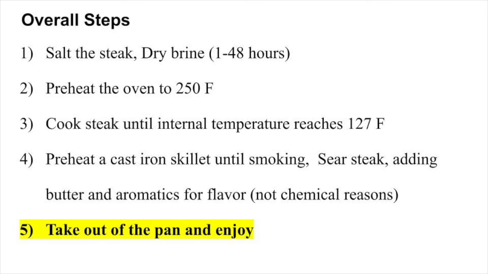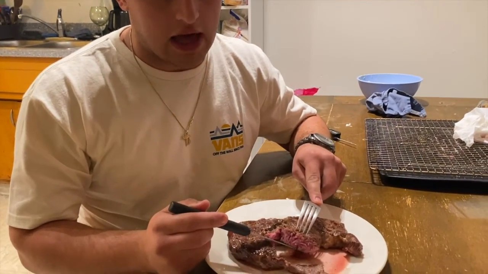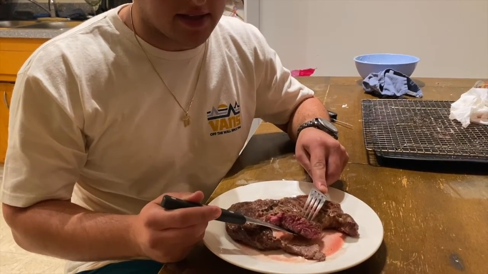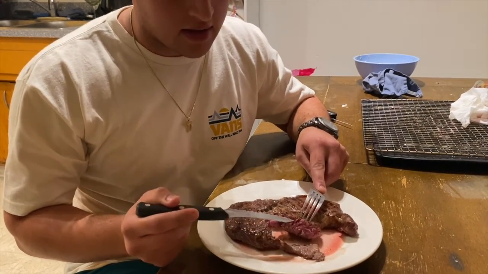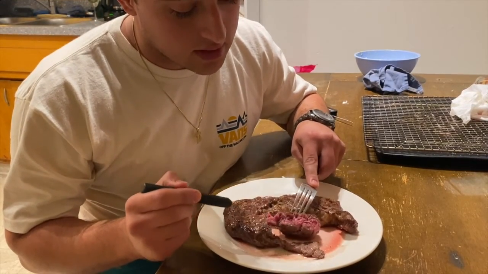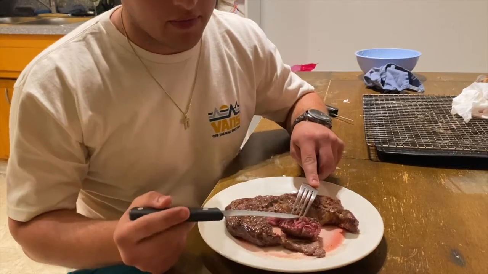Take out of the pan and enjoy. As discussed earlier, cooking the steak slowly allowed for a perfect edge-to-edge medium rare cook to be obtained. Using a very hot pan to sear also prevented the steak from having that gray band around the edge that I was talking about earlier. Notice how it's wall-to-wall medium rare.